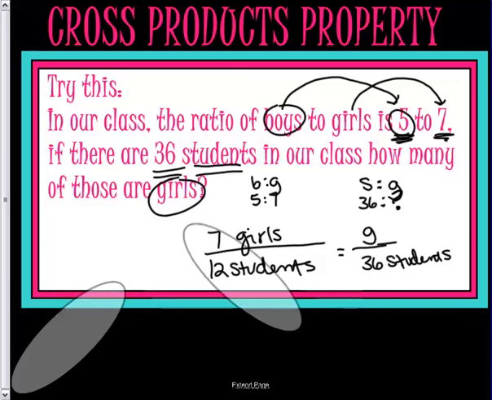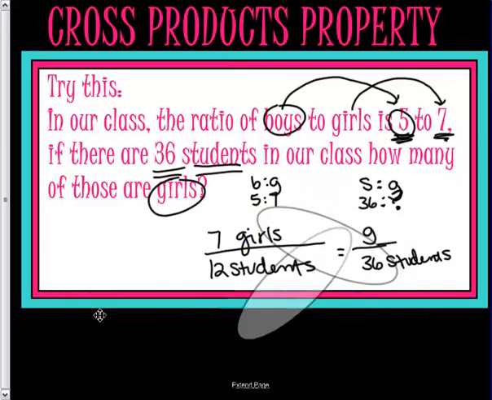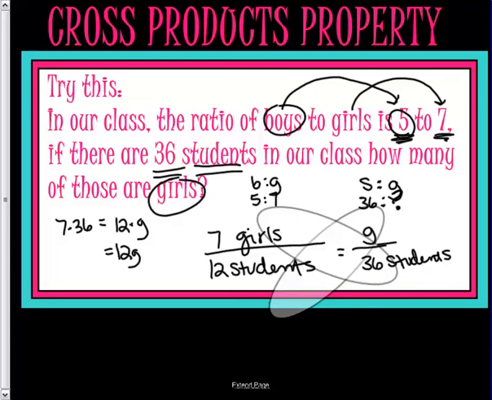We're going to take the cross products. We're going to go 7 times 36, 12 times G. So 7 times 36, write that down, equals 12 times G. So we've got 12 times G, not 12 girls. And then 7 times 36 is 252. And now when we divide by 12, we get G equals 21.